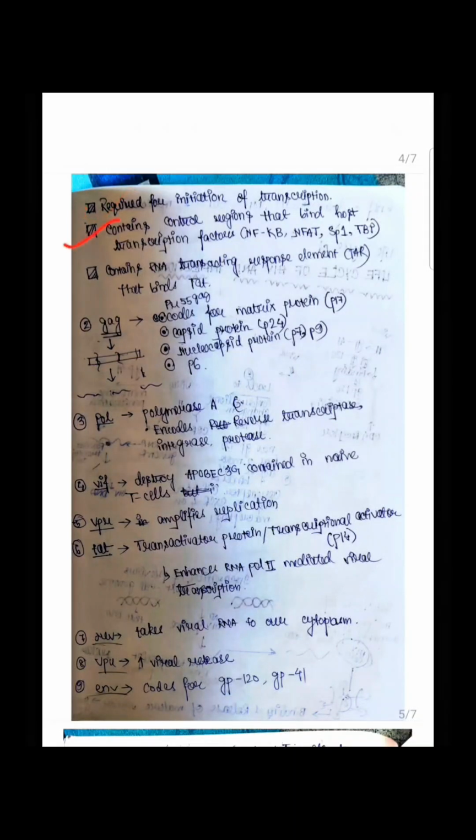Okay, this contains control regions that bind host transcription factors NF-kappa B, NF-AT, SP1 and TBP. So these transcription factors of the host will help in the division of the HIV RNA, or multiplication of the HIV virus. So this NF-kappa B is an inflammatory mediator gene. It helps in the production of cytokines or other inflammatory mediators like chemokines.